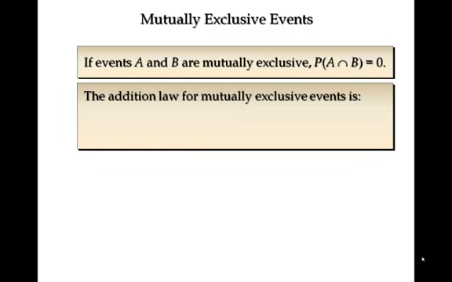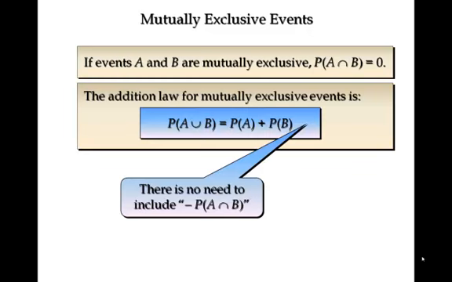Here is the addition law. Precisely because the probability of their intersection is 0, if we plug 0 into the addition law, then we will get the result that the probability of A union B will just be equal to the probability of A plus the probability of B.